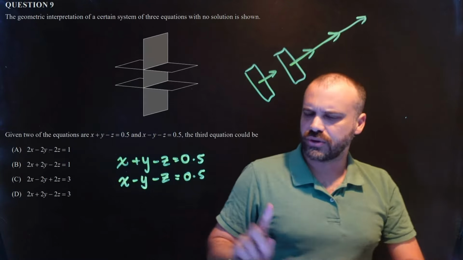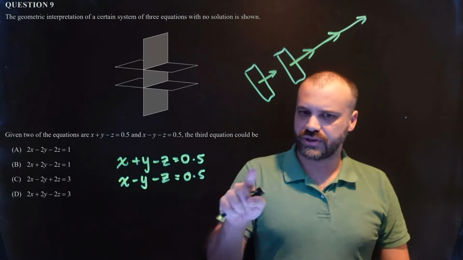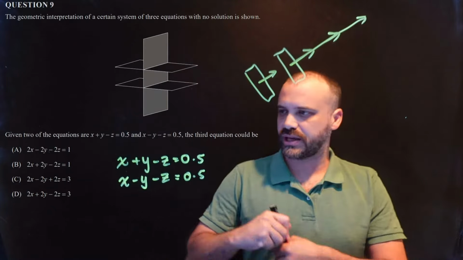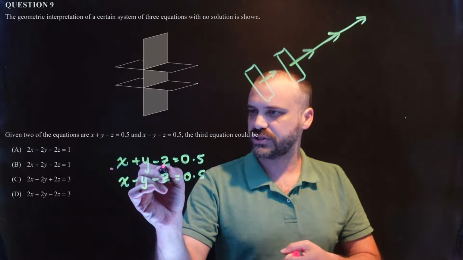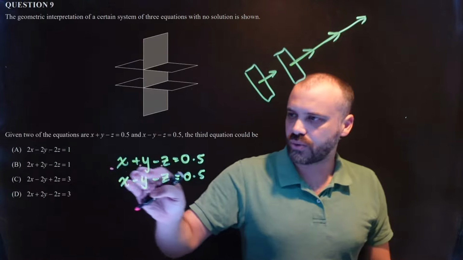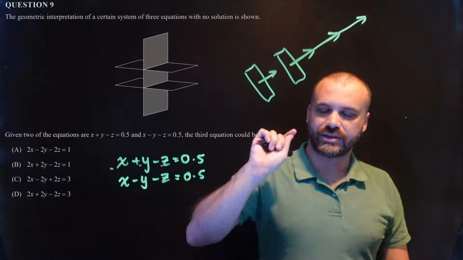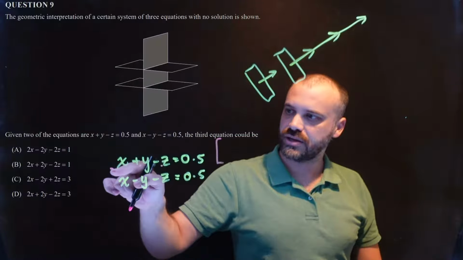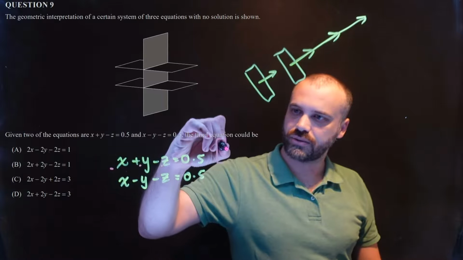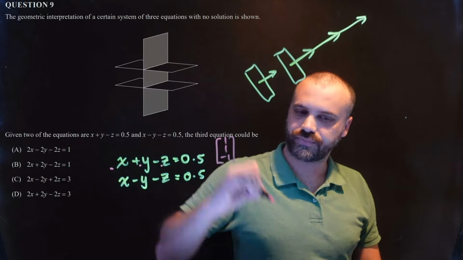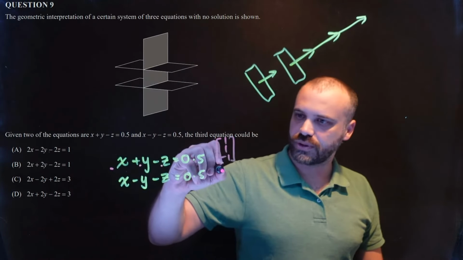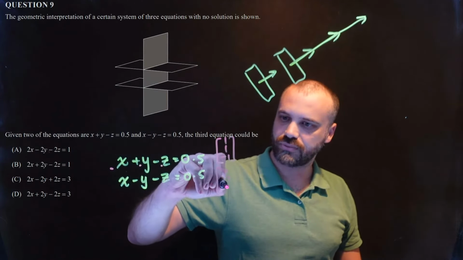Okay, so what are the normals of these 2? Well, it's easy to find the normal of any equation of a plane. You just look at these coefficients. So a vector that is normal to this plane would be 1, 1, negative 1. Okay, what about this one? This is 1, negative 1, negative 1.